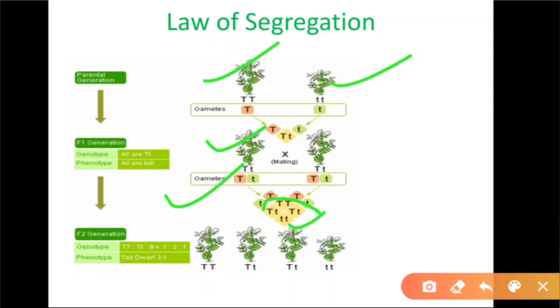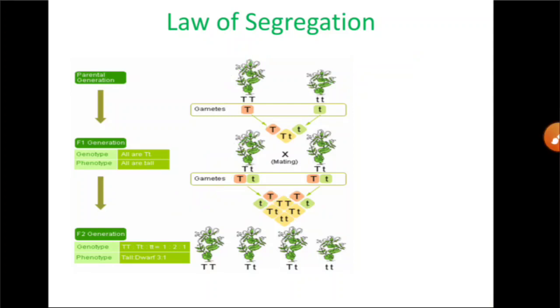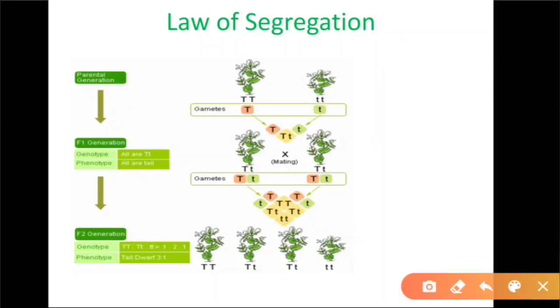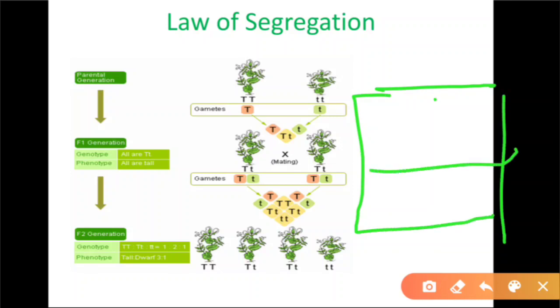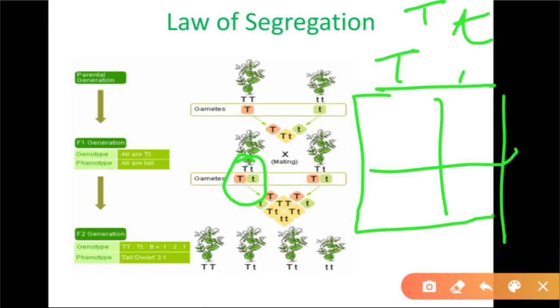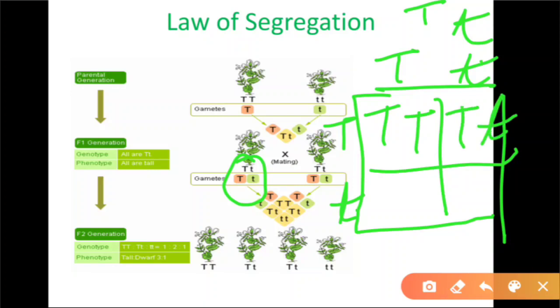We can perform one experiment. Suppose we perform the F2 generation. These plants are the F1 generation. Their genetic material is one small and one capital, so we take capital T and small t. Here is also capital T and small t. Now we perform: capital T, small t; here this is small t and this is capital T; here both are small t.